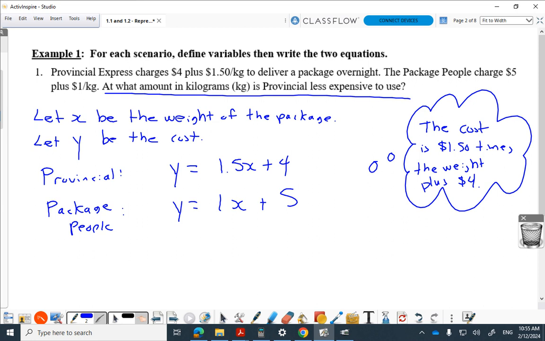Now, so you don't get confused, some of the homework questions, some of the worksheet for this asks this question. It says provincial express charges whatever, package charges whatever. At what amount is provincial less expensive to use? And we can't do this yet. That's what I'm going to talk about all the chapter. So this question actually says, for each scenario, define the variables and write the two equations. Done, done. I'm done what the question's actually asking me to do. But you should be out there going, but then how do we get the answer to the question? Oh, that's what we're going to work on.